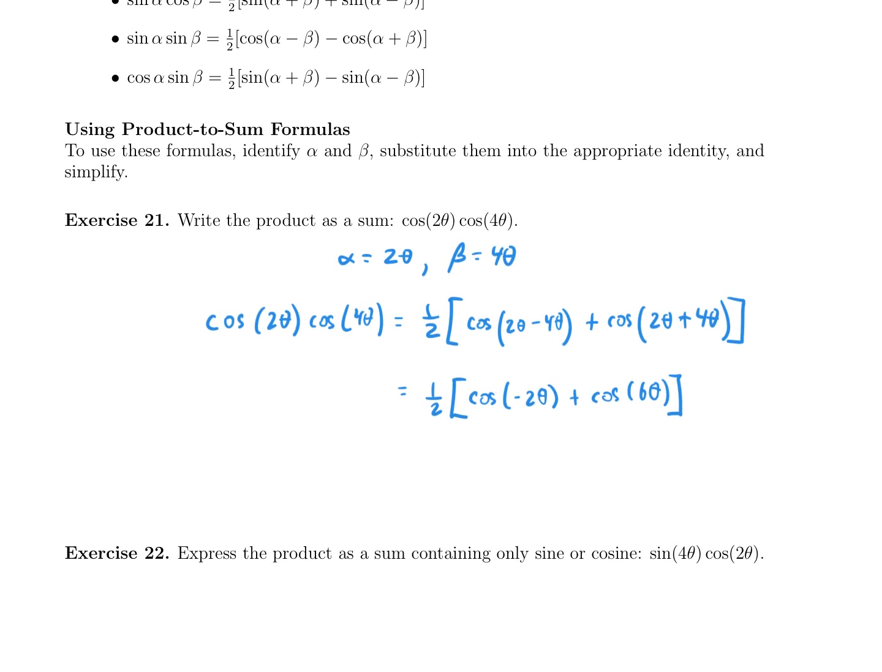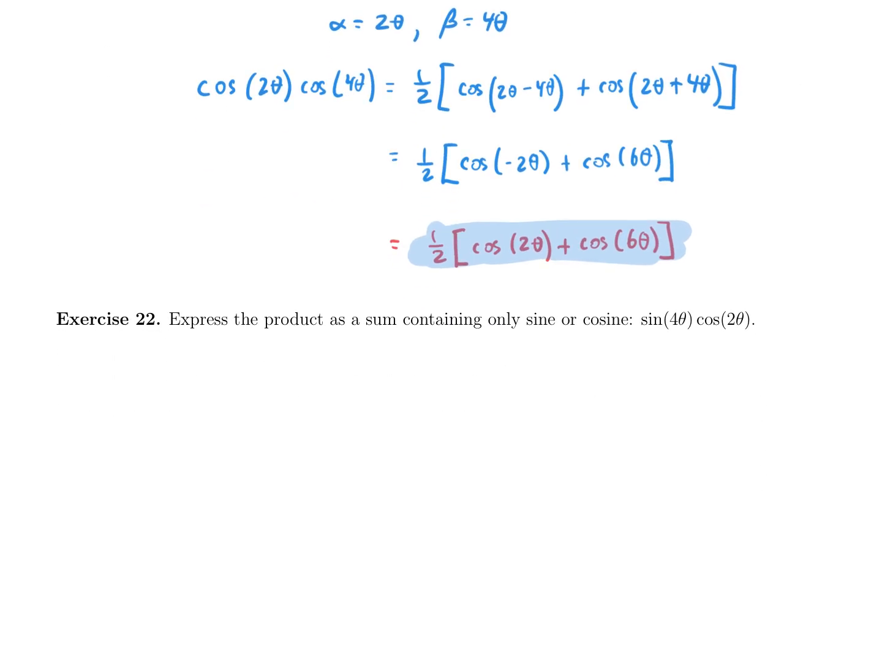However, we also know that cosine is an even function, which means that the cosine of a negative angle is equal to the cosine of the positive angle. So lastly, we can write it in this form: 1/2 times the quantity cosine of positive 2 theta, because it's an even function, plus cosine of 6 theta. So that'll do it. That is our final answer. Okay, let's move on to the next example.